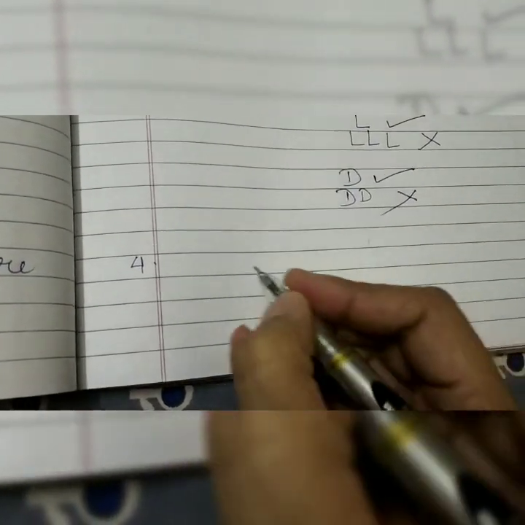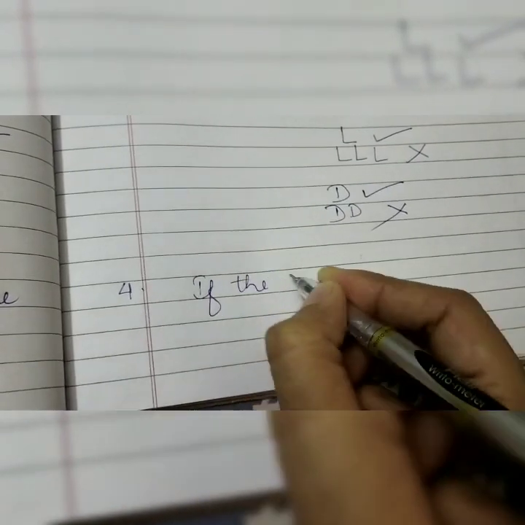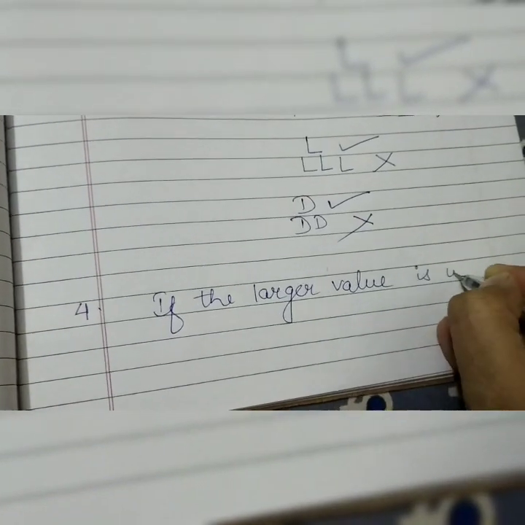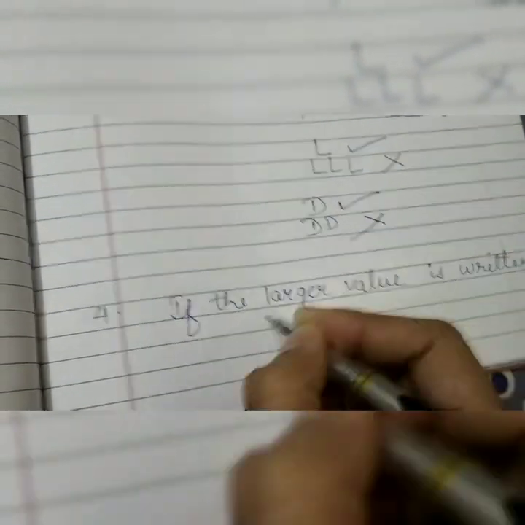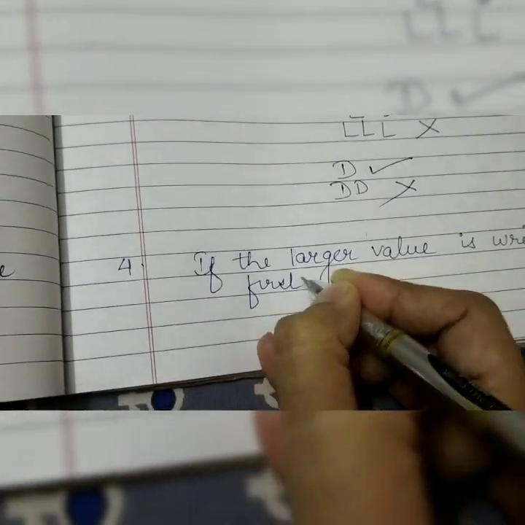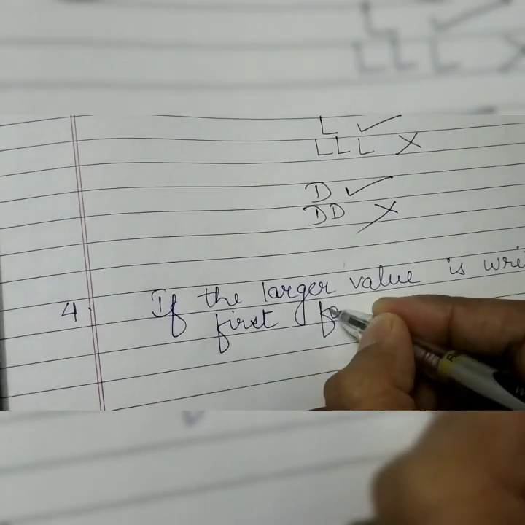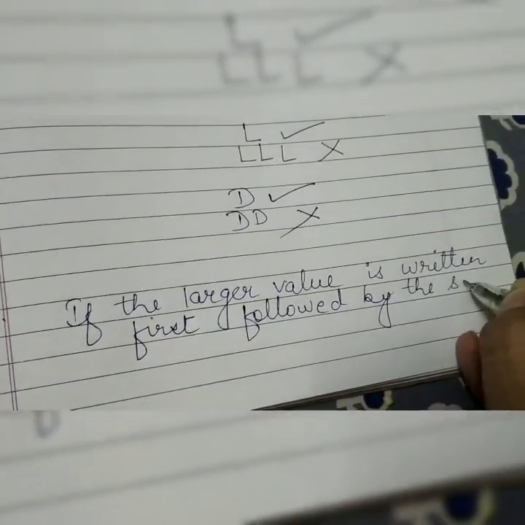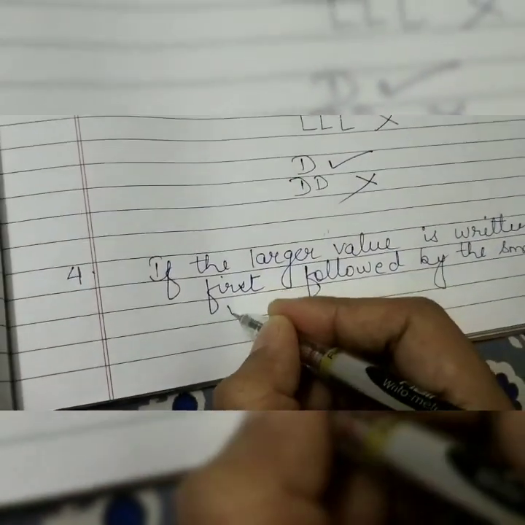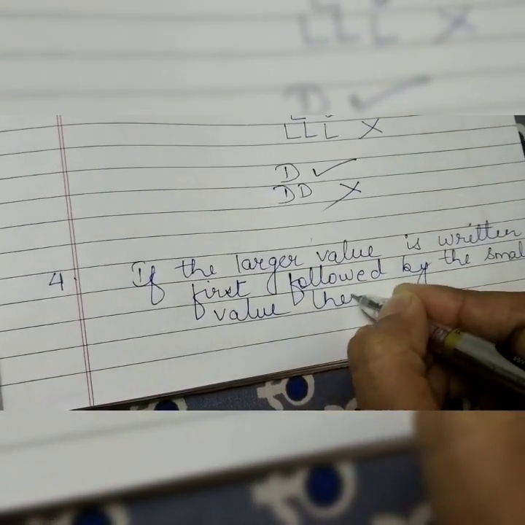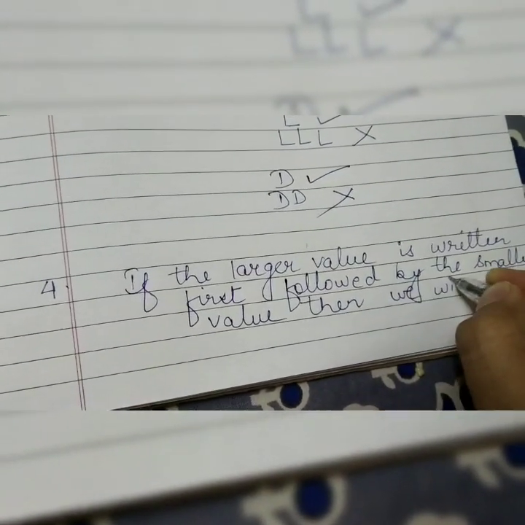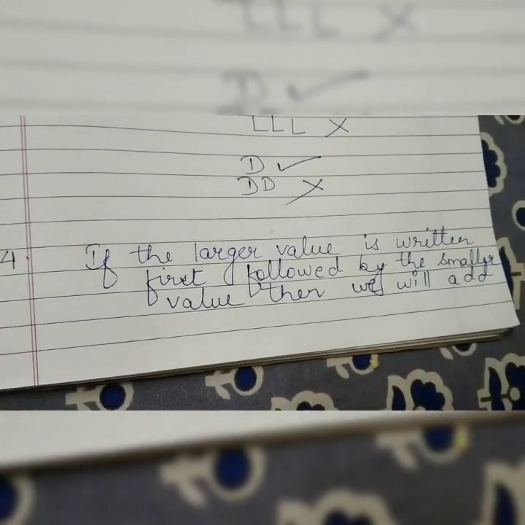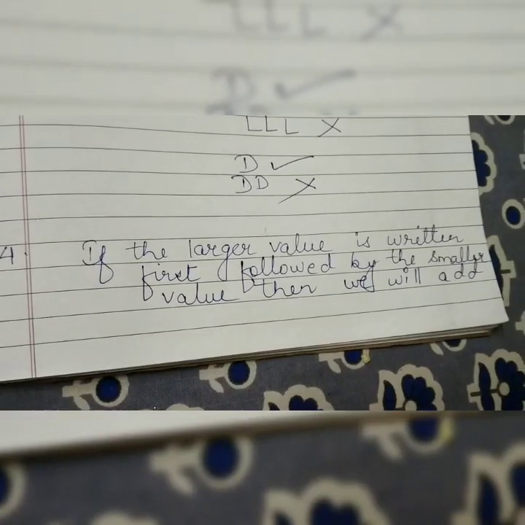Now, the 4th rule is, if the larger value is written first, followed by the smaller value, then we will add. Okay, so if the larger value is written first, followed by the smaller value, then we will add.